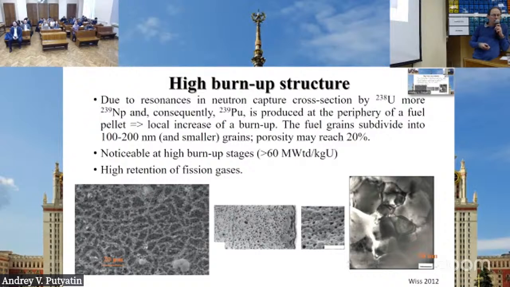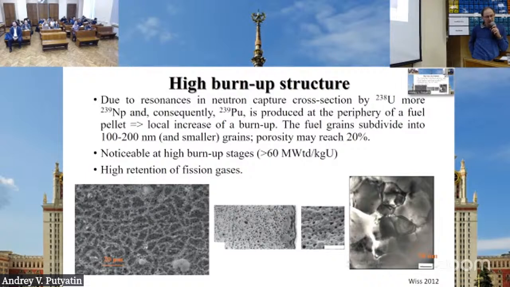One of the most remarkable and still poorly understood features of oxide fuel which has undergone a very high burn-up degree is the formation of the so-called high burn-up structure. Again, this high burn-up structure was found many years ago, more than 50 years ago. It's still not completely understood how it forms. It forms at very high burn-up degrees.